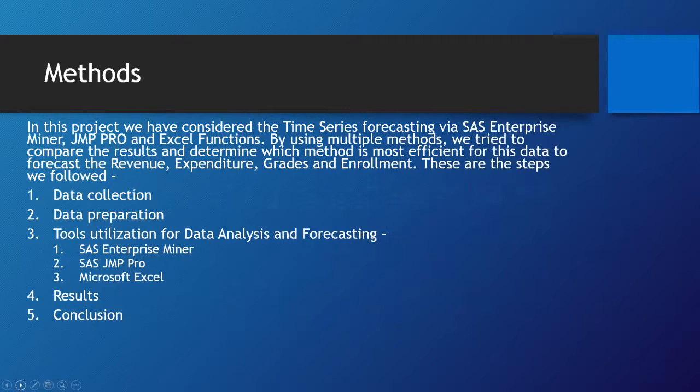As stated before, we looked at time series forecasting. We did this by using SAS Enterprise Miner, JMP Pro, and Excel StatTools. Using these different methods helped us compare and determine which method would be best for forecasting the revenue, enrollment, expenditure, and grades for this data. First, we collected the data from Kaggle, then prepared it using the 3 programs mentioned for analysis and forecasting. We then evaluated the results.